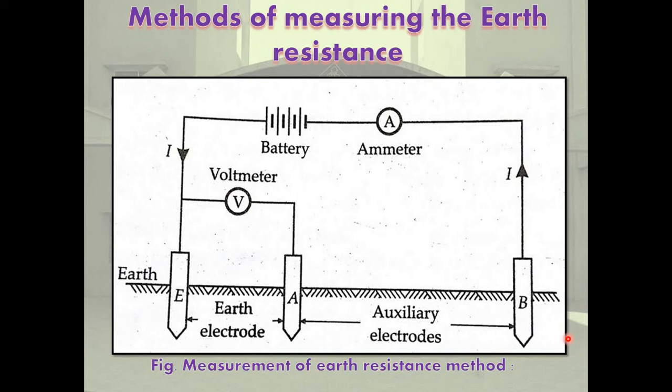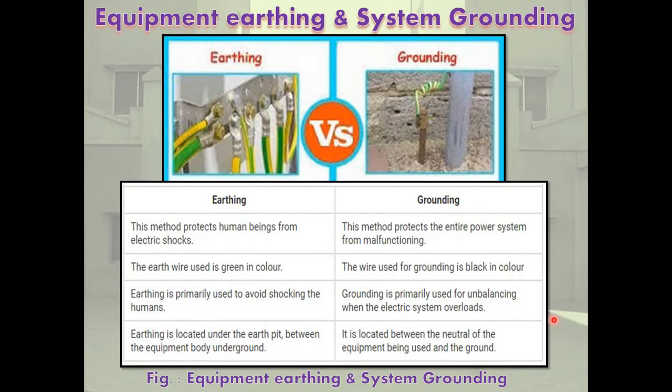Current I is more than 10 ampere DC. Voltage is measured suitably by a millivolt meter. V by I gives the earth resistance under test. For large earth mats, earth resistance is less than 0.5 ohms. So these are the different methods of earth resistance measurement.